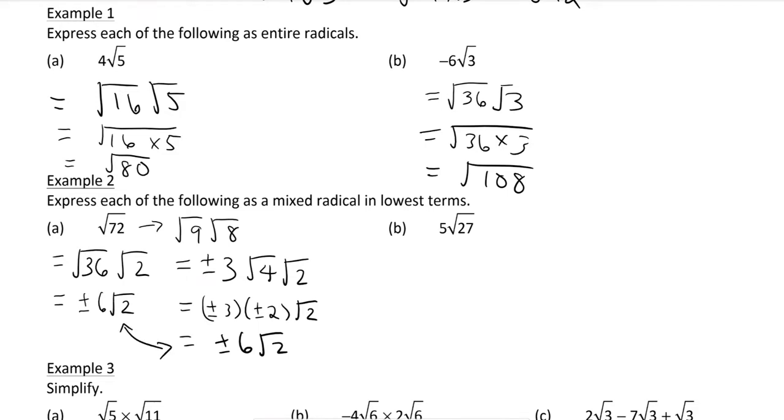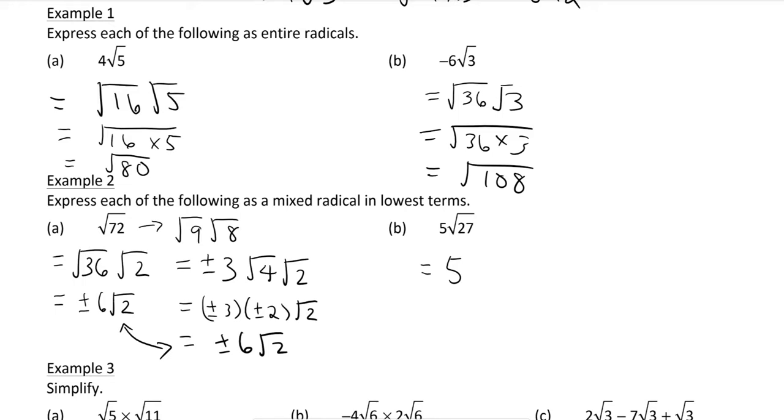So not to worry if you can't think of what is the biggest value that can break down, let's say, the 72. You can also use smaller numbers, and it will take you a little longer, but you will get there eventually. Okay, now the next question in part B is asking us to simplify this mixed radical, which is 5 times root 27. Okay, so the 5 I'm not really going to deal with yet. It is the square root of the 27 that needs some massaging.